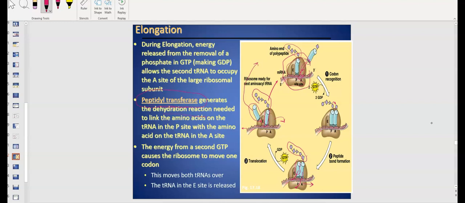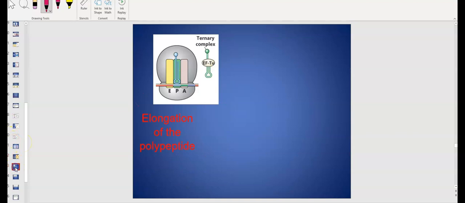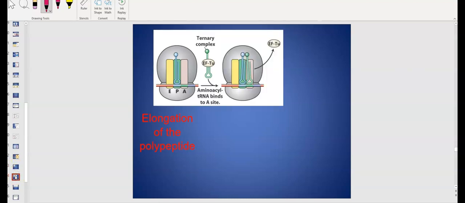Once this is done, the growing chain is here. This side is free, and then the next one comes in. And it continues moving on 3 letters at a time until it hits the termination, which is a stop codon. So, again, I don't care if you know this, but this is the way that the elongation occurs.